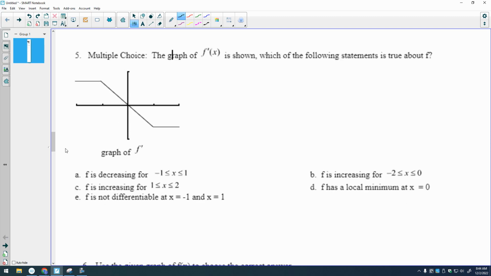Question number 5. So the graph of f prime is shown. Which of the following statements is true? So let's go through them all. A, f is decreasing. F is decreasing implies or states that the derivative would be negative.